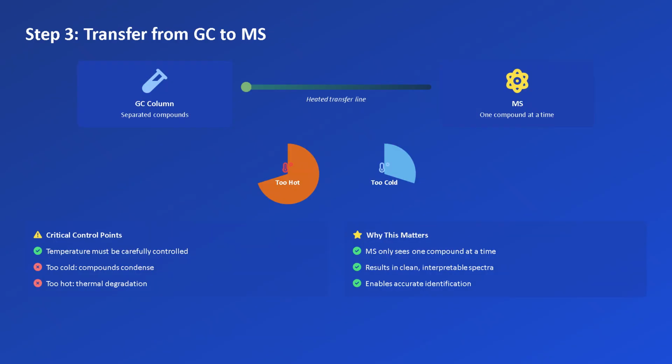After separation, compounds exit the GC column and move into the mass spectrometer through a heated transfer line. Temperature control here is critical. Too cold, and compounds condense. Too hot, and they may degrade. Why does this matter? Because the mass spectrometer must receive one compound at a time. This clean handoff is what allows GC-MS to produce clear, interpretable spectra and accurate identifications.